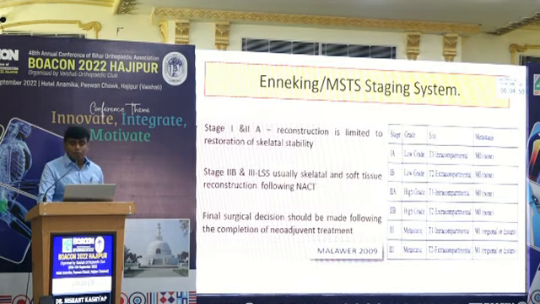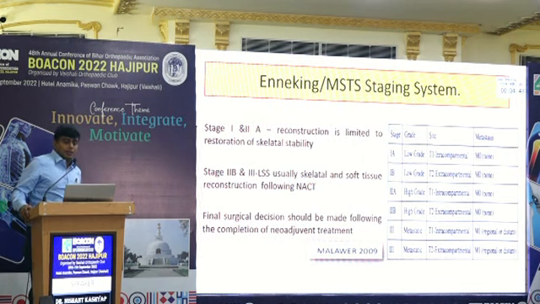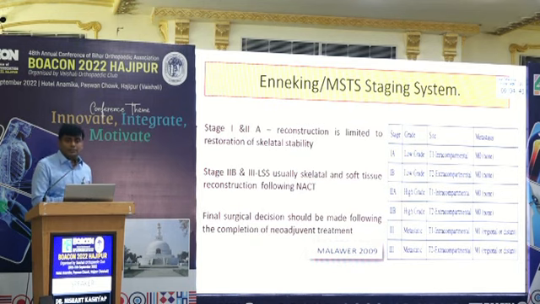Now coming to the Enneking staging system, in stage 1 and 2A, reconstruction is limited to skeletal stability. No role of chemotherapy in these stages. But in stage 2B and stage 3, limb salvage surgery should be done after neoadjuvant chemotherapy. So finally, the surgical decision should be made following completion of the neoadjuvant chemotherapy.